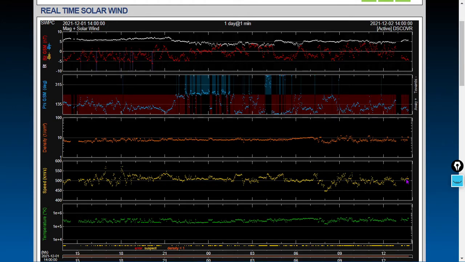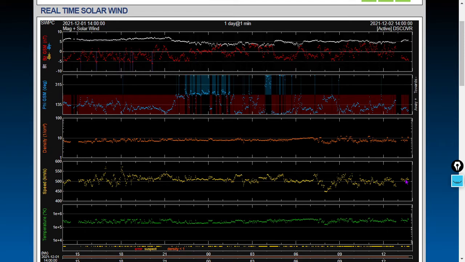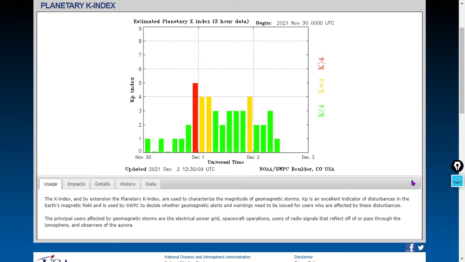Current solar wind speed under 500 kilometers per second. Actually, just moving back over 500 kilometers per second, at 512 kilometers per second. Solar wind density about 10.5 protons per cubic centimeter. And the Bz has just moved into negative territory, so we could see an uptick in the geomagnetism.